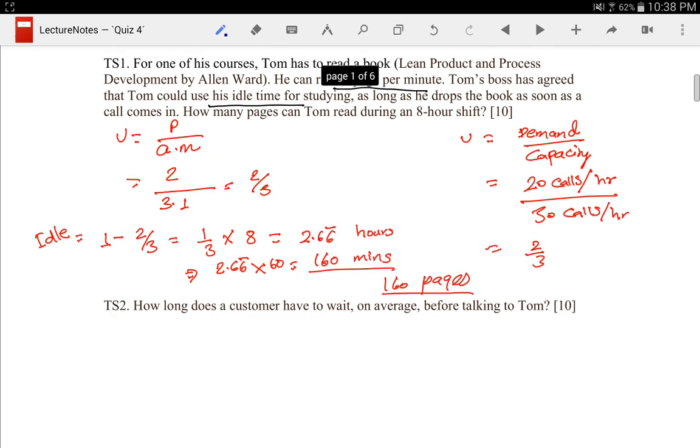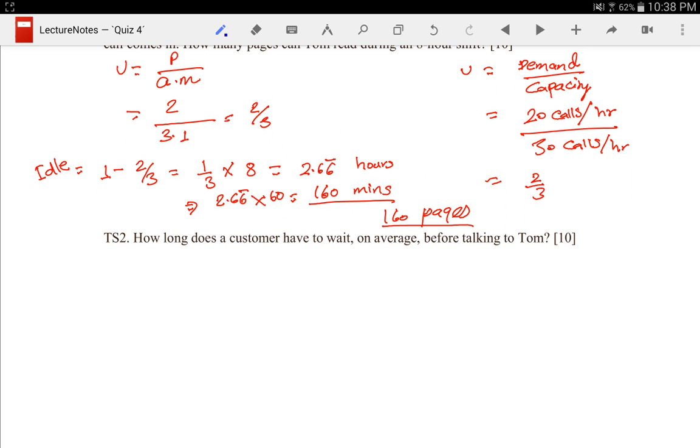Alright, let's get to the next question. How long does a customer have to wait on average before talking to Tom? This is a very typical TQ formula. In TQ, we have TQ equals P multiplied by U over 1 minus U, multiplied by CVA square plus CVP square, divided by 2.